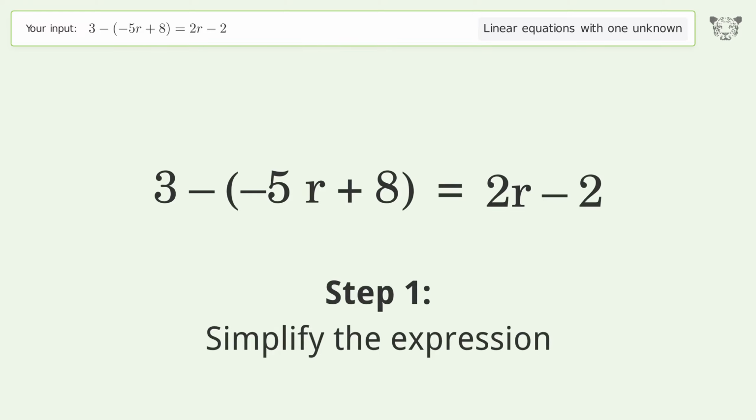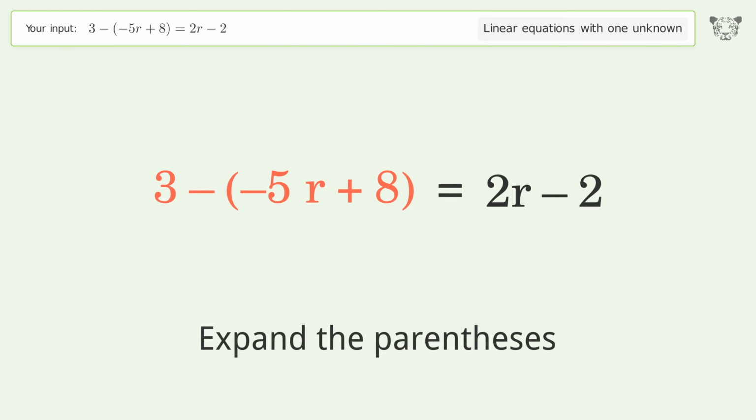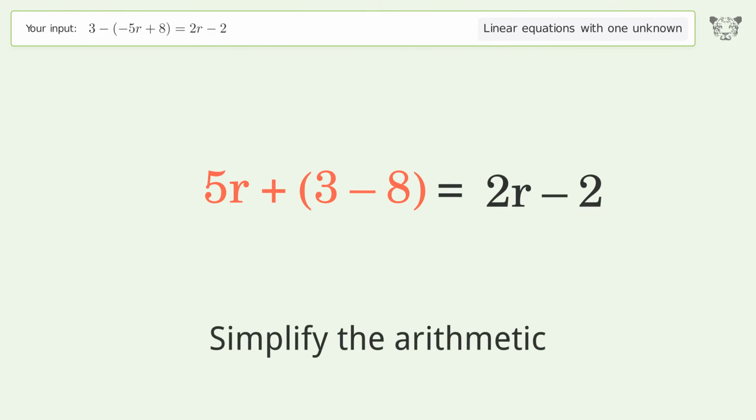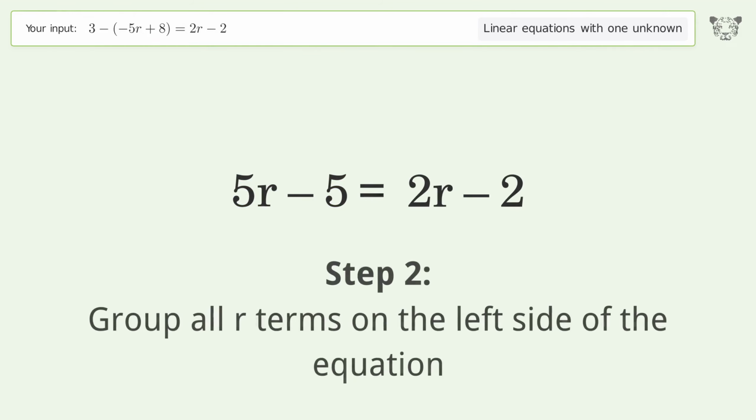Simplify the expression. Expand the parentheses. Group like terms. Simplify the arithmetic. Group all r terms on the left side of the equation.